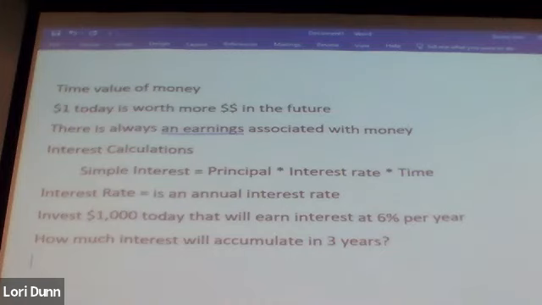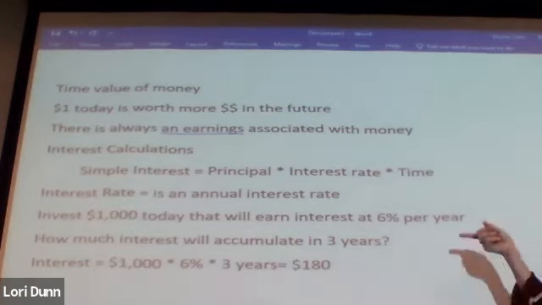So if we take the calculation as we see it here, interest equals $1,000 principal times your interest rate, 6% per year, times time, 3 years. So the interest will be $180 if it's simple interest, because we only calculate interest on the principal. And it's pretty simple, right? Pretty straightforward. But that's not how the world works.